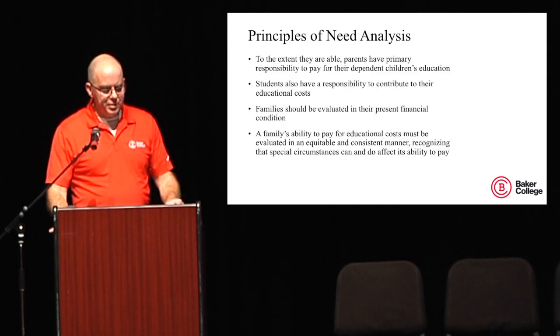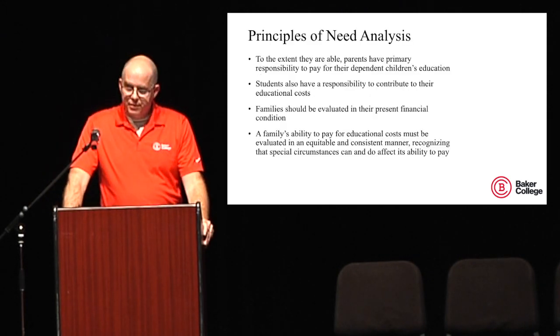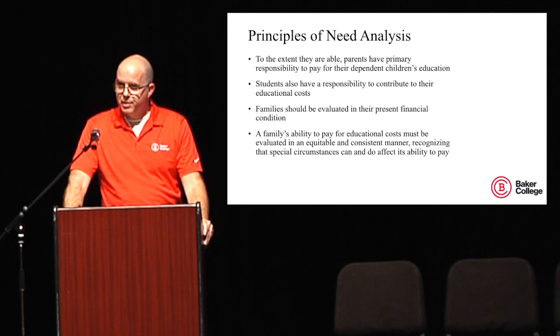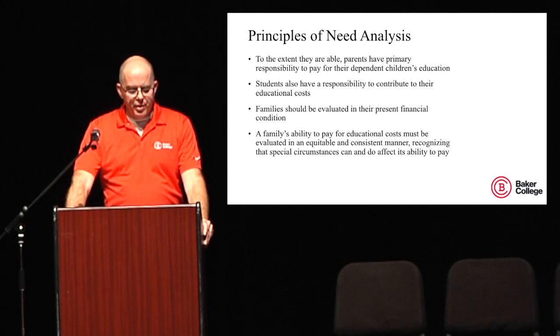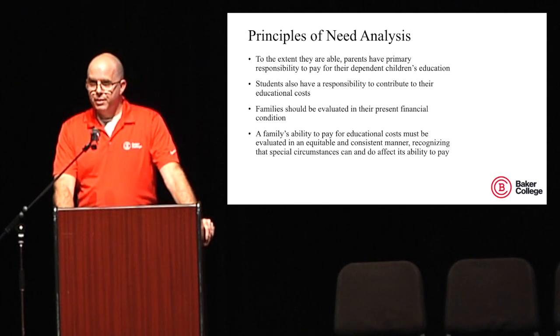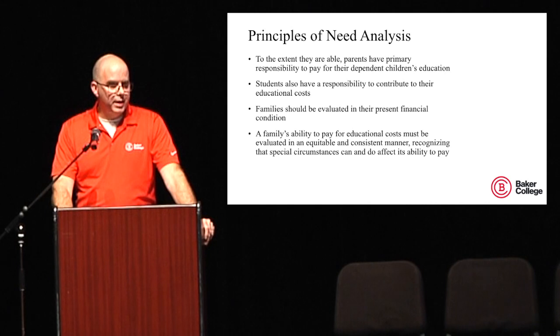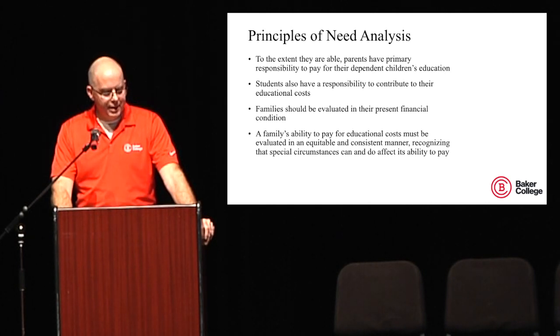The federal government feels to the extent they are able, parents have the primary responsibility to pay for their dependent children's education. Students also have a responsibility to contribute toward their educational costs as well. Families should be evaluated in their present financial condition, and a family's ability to pay for educational costs must be evaluated in an equitable and consistent manner, recognizing that special circumstances can and do affect its ability to pay.